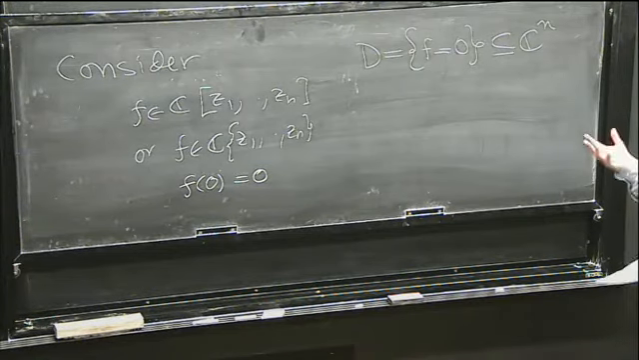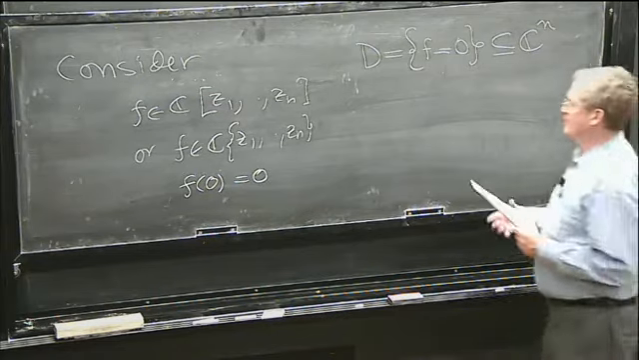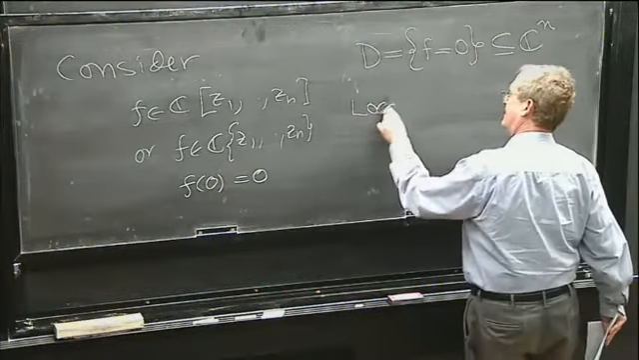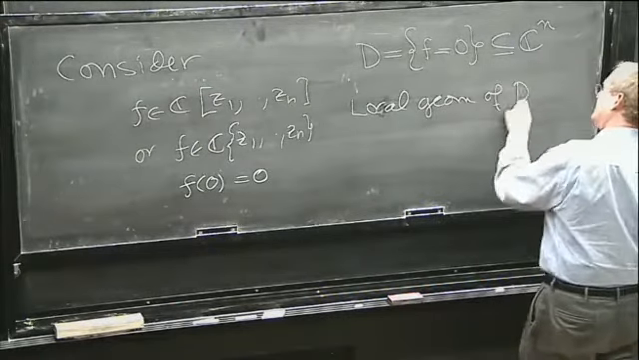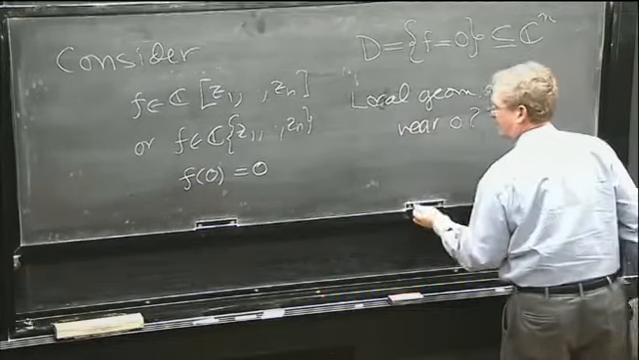And so we're going to be interested in the local geometry of D near the origin. So the question is, what does D look like? We want to know the local geometry of D near 0. That's the basic question.